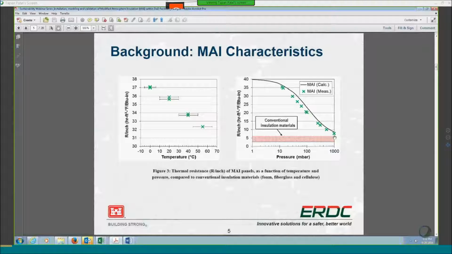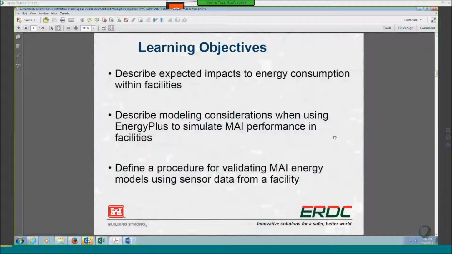So the learning objectives for this webinar, as I discussed a little bit earlier, the first thing I'd like to point out is we'd like to describe the expected impacts. Again, the VIPs are very good. They have a very high R value, but we want to understand what this means in terms of energy consumption. That was goal number one for this effort.